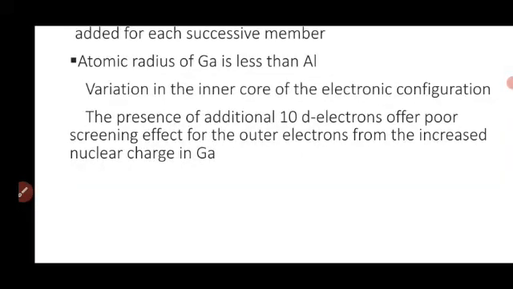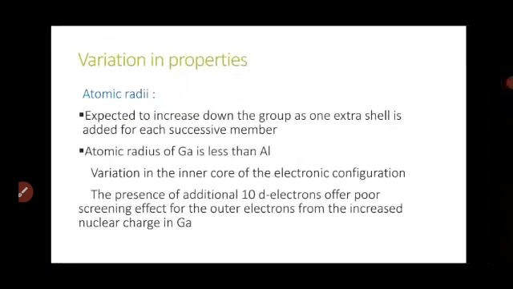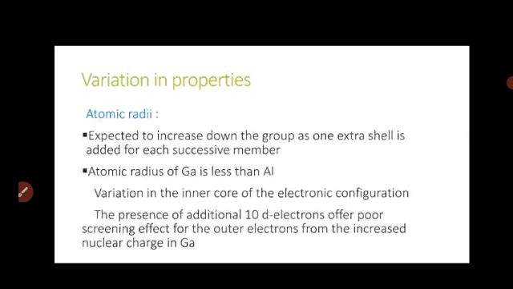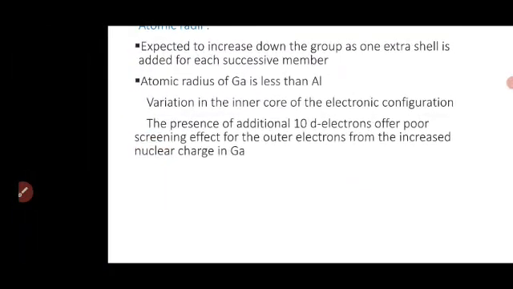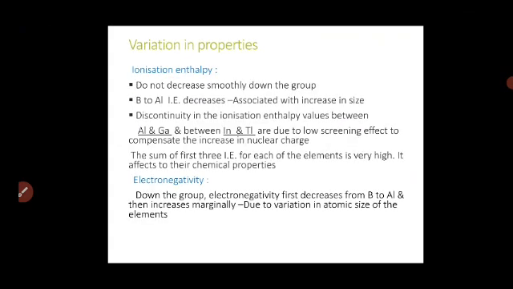Okay, so how can we give the reason? The presence of additional 10d electrons offers poor screening effect for the outer electrons from the increased nuclear charge in gallium. Okay, if you see the table in the textbook, you will come to know the atomic sizes are given for each and every element in this group. You can see from boron till aluminium atomic size increases, again from aluminium to gallium decreases, and again from gallium to thallium increases. Okay, so there is little variation in atomic radii.